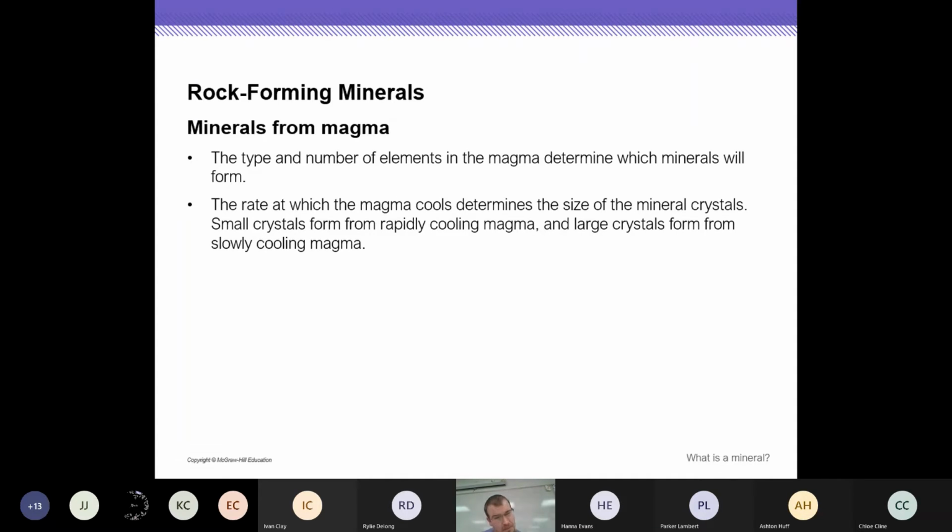The type and number of elements in the magma determines which minerals will form. That makes a lot of sense. It depends what's in the ingredients as to what you will get out of the ingredients. It's kind of like everybody's biscuit recipe. If you don't put a leveling agent in there, you're not going to get big fluffy biscuits. You're going to end up with hockey pucks.